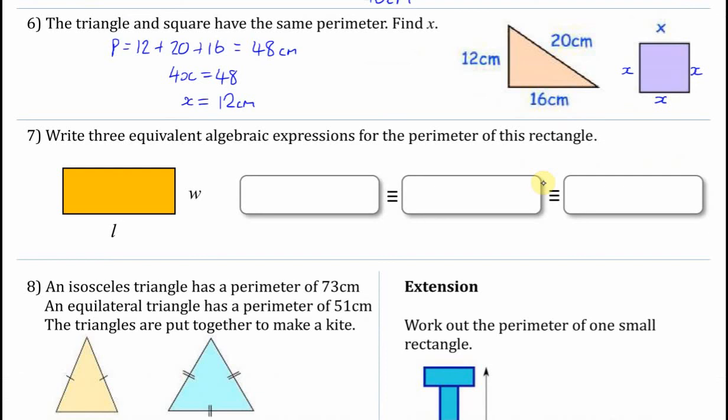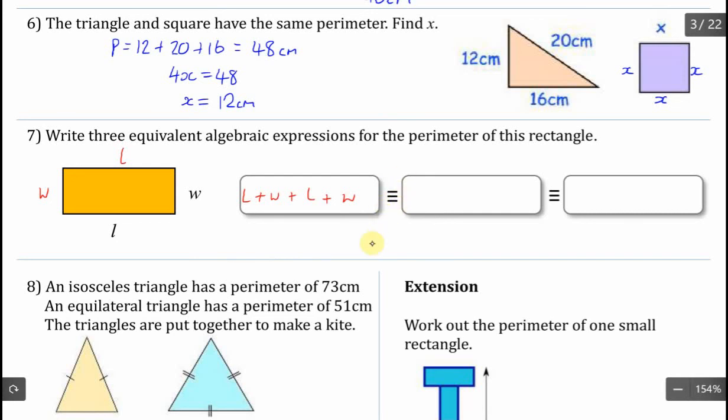Number 7, write 3 equivalent algebraic expressions for the perimeter of this rectangle. So this is similar to what we were saying before. If this is L and this is W, we could say that the perimeter is L plus W plus L plus W. That would be one expression. This 3-bar equal sign means is identical to.